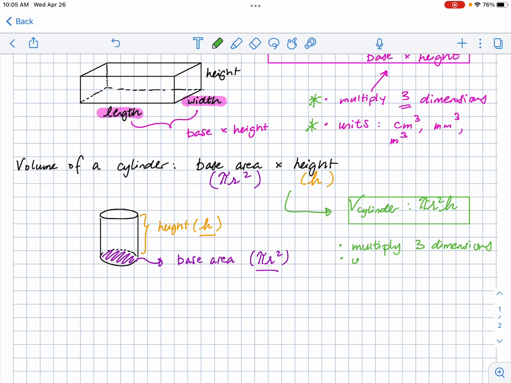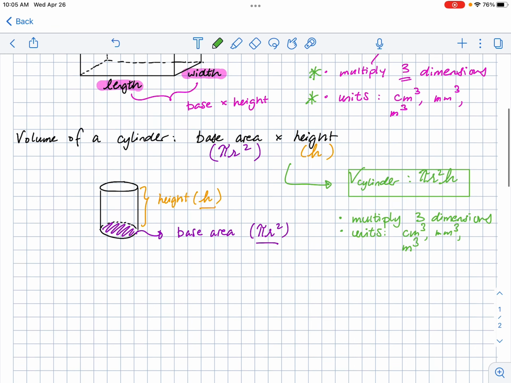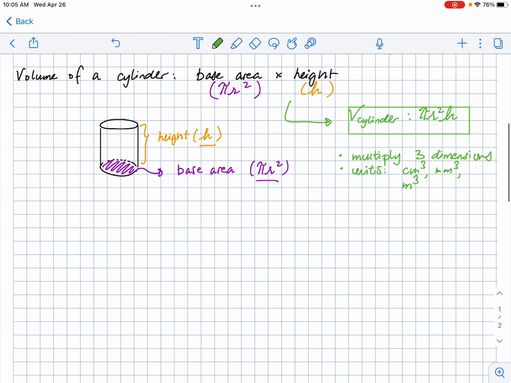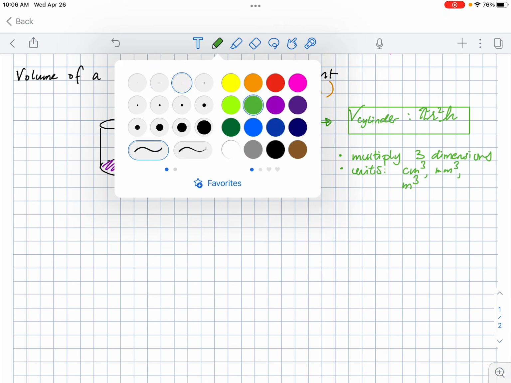And your units are going to be cubic centimeters, cubic millimeters, or cubic meters. So it's the same principle. Okay. Let's do one sample question because I really want you to understand that you have to show all of the steps carefully when you're applying a formula. So that includes substitution, that includes substituting the units of measurement and following PEMDAS. Okay, so here's one sample question.